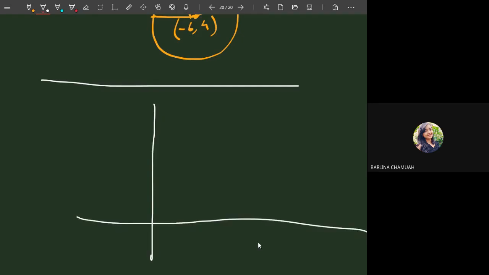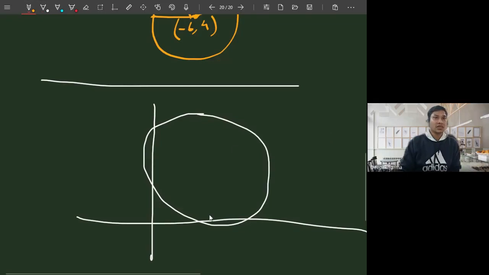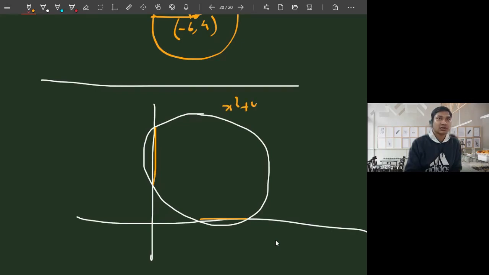Now let us consider another question. Suppose I consider a circle. Now this particular length, here, is called the x-intercept. That is the intercept made by the circle with the x-axis. If the equation of the circle is x square plus y square plus twice gx plus twice fy plus c, then what is the value of this x-intercept? Similarly, this part is the y-intercept.